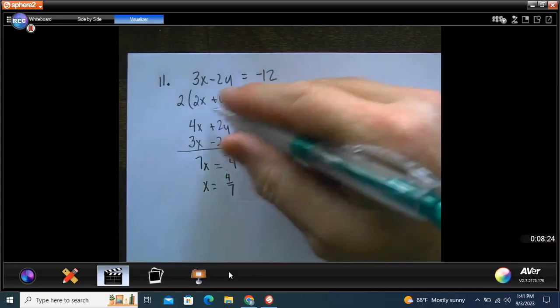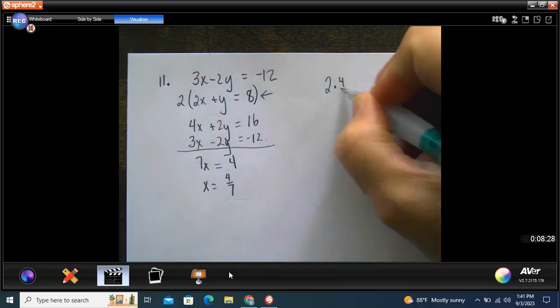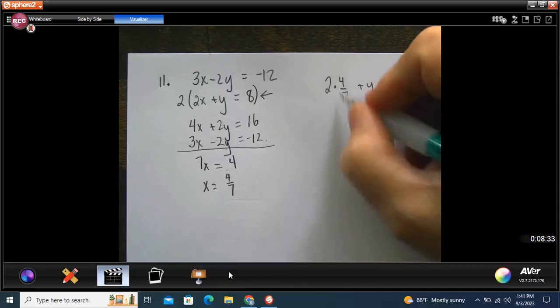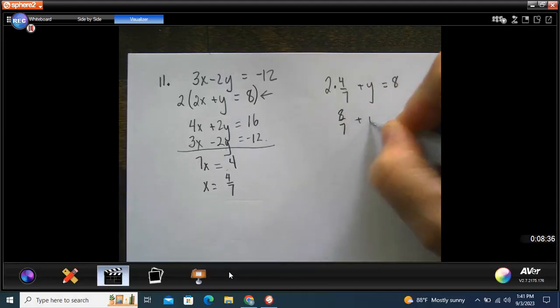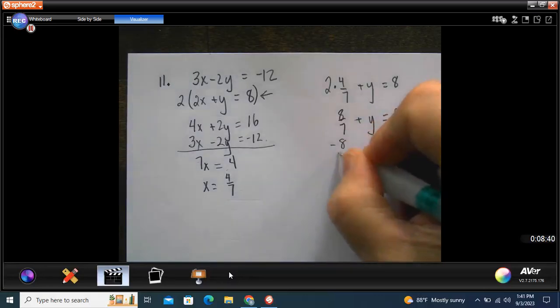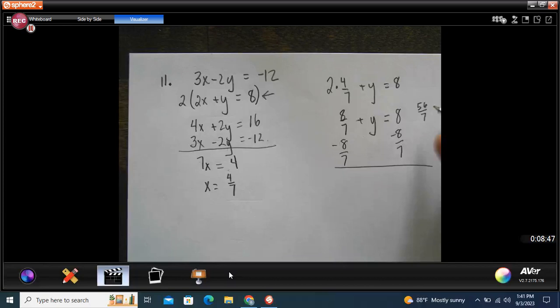So I'm going to plug that back into this equation. So I'm going to have 2 times 4/7 plus y equals 8. And that's going to be 8/7 plus y equals 8. And I need to subtract 8/7 from both sides. Well, this would be 56/7, right? And 56 minus 8 would be 48/7.